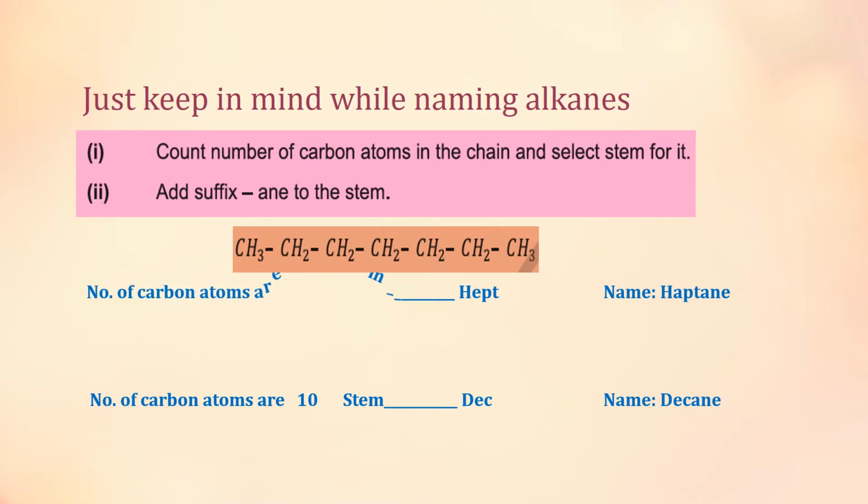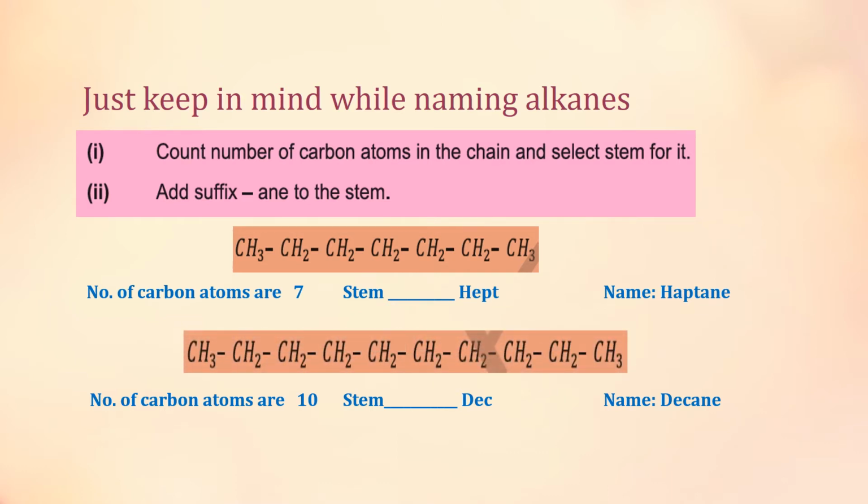For example, here you can see the example of this compound. It contains 7 carbon atoms. So if the number of carbon atoms is 7, we will use the stem hept. So the alkane name will be heptane. The "ane" suffix will be added to the hept. Second example is given of a compound with 10 carbon atoms. So the stem will be dec, and we will add the ane to this dec. So the alkane name will become decane.